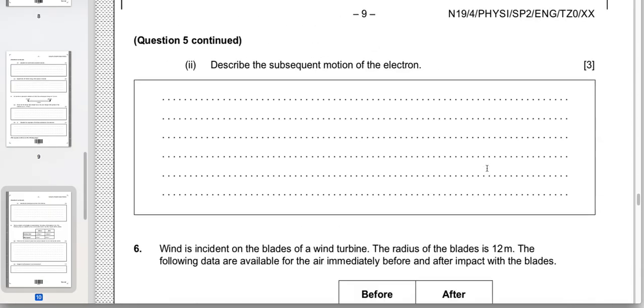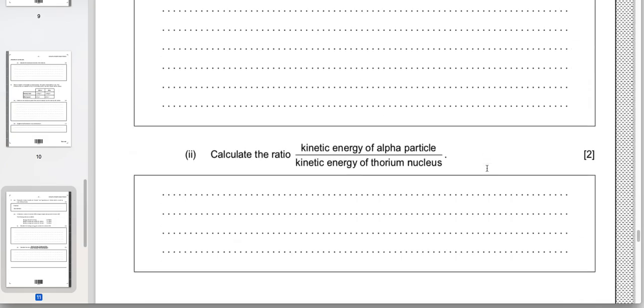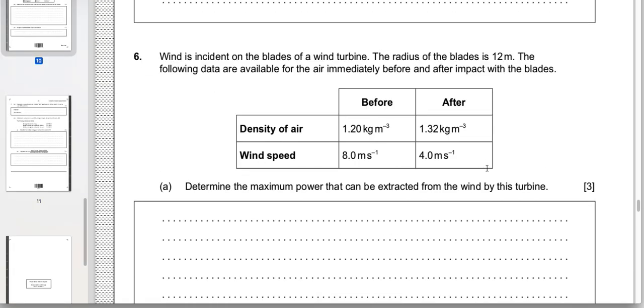How many exercises do we have? 5, 6, 7. So let's solve all.